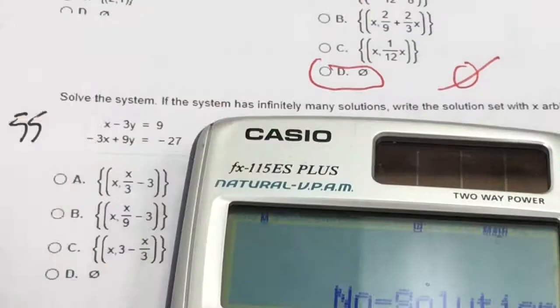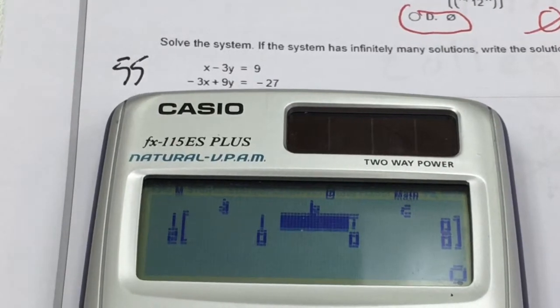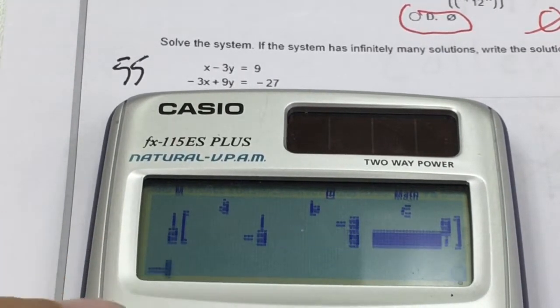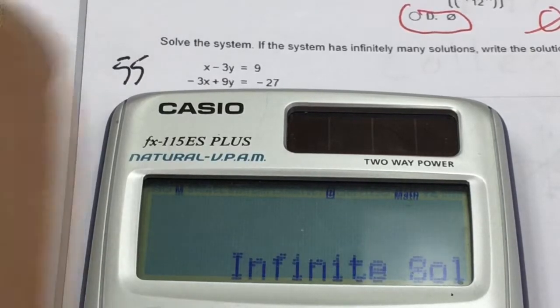55 is going to be a little rough probably. So let's type that in, mode 5-1. We're going to type it in like it looks. 1 equals -3 equals 9 equals. -3 equals 9 equals -27 equals. I hit equals again. I get infinite solutions.